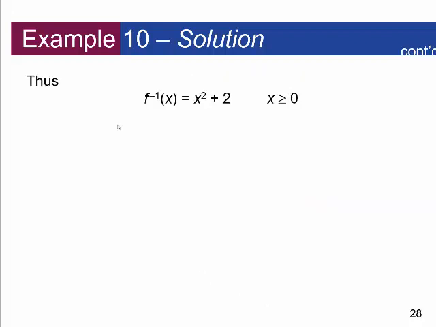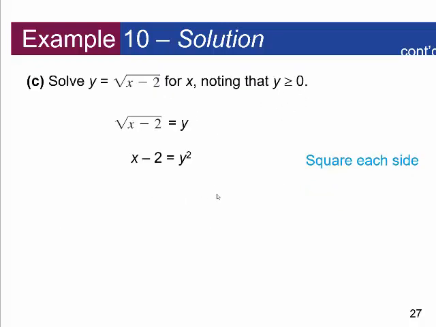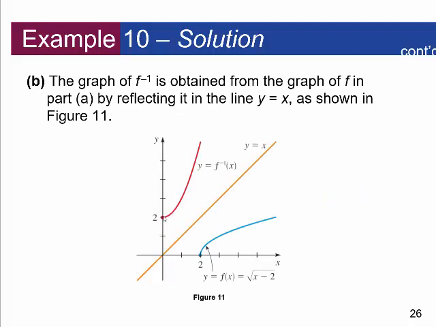Thus f inverse here is x squared plus 2, as long as x is greater than or equal to 0. And you see that x has to be greater than or equal to 0 in this graph here. The red graph, the inverse graph, has nothing for the negative x values.